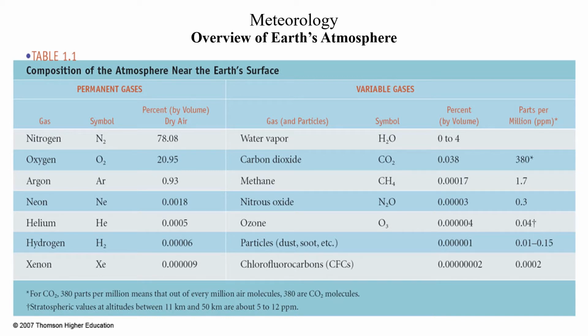The trace gases, a very tiny amount of permanent gas we call neon, helium, krypton, and hydrogen, also have little effect on weather and climate. On the other hand, we have variable gases. Several other gases occur in the atmosphere in highly variable quantities, but their influence on weather and climate is significant. First of all, in terms of volume, we have water vapor.